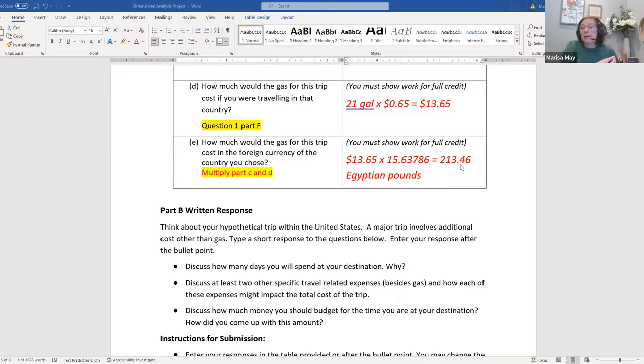Those you just want to talk about in sentence form. You can definitely put them right there under those bullets, and that will wrap up this assignment.